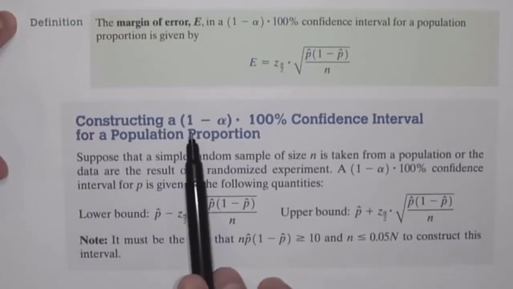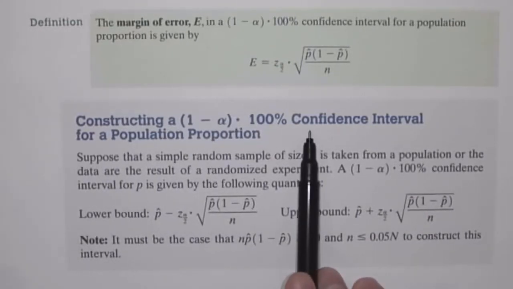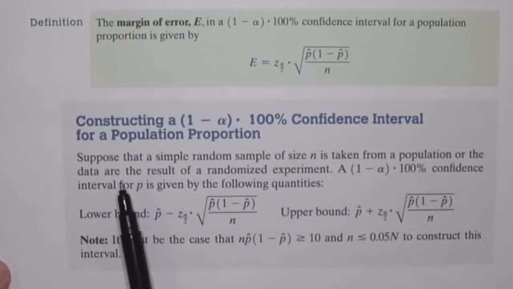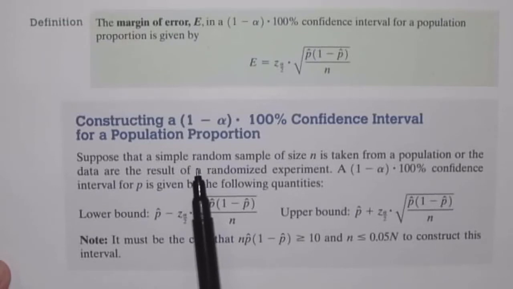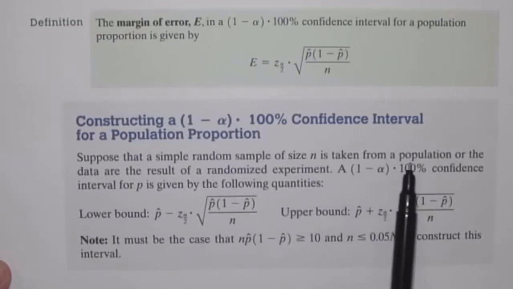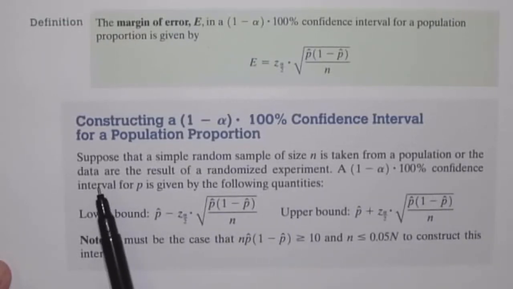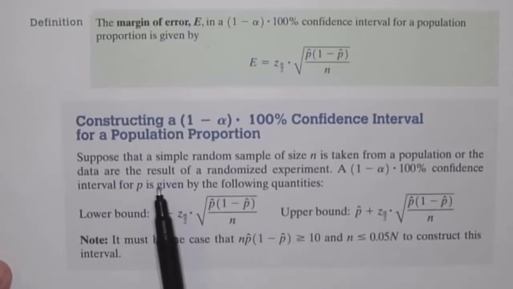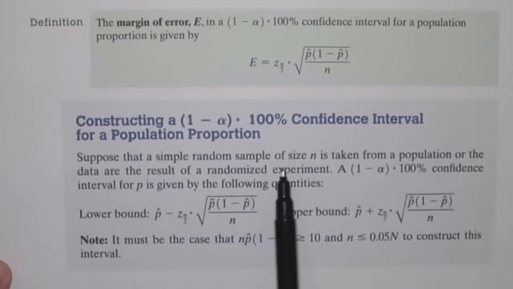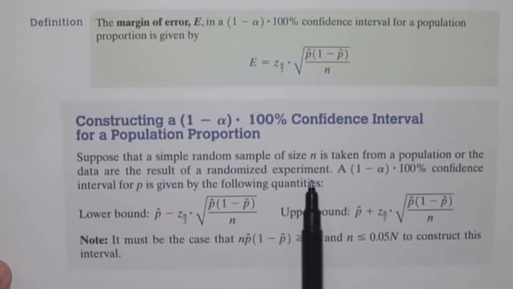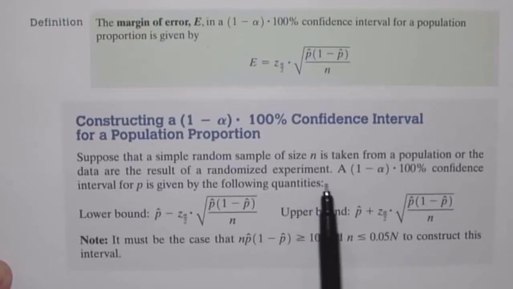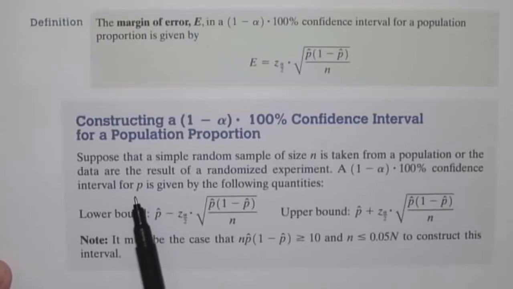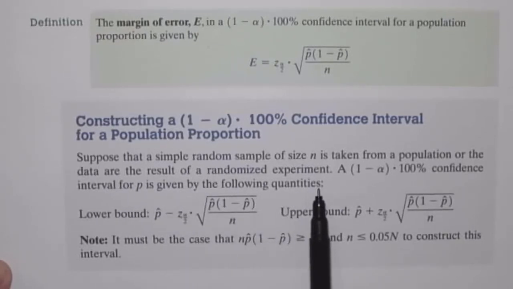So if we're going to construct a 1 minus alpha times 100% confidence interval for a population proportion, then here's how we're going to do that. Suppose that a simple random sample of size n is taken from a population, or the data are the result of a randomized experiment. So we have randomization. Either we're selecting a sample randomly or we're doing a randomized experiment. A 1 minus alpha times 100% confidence interval for p is given by the following quantities.